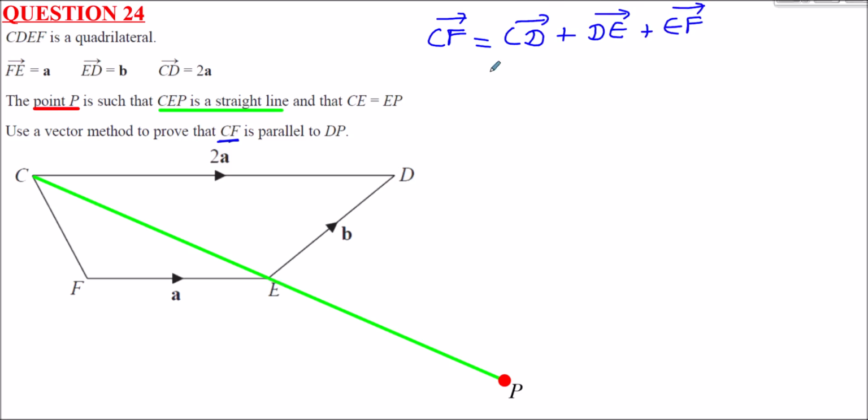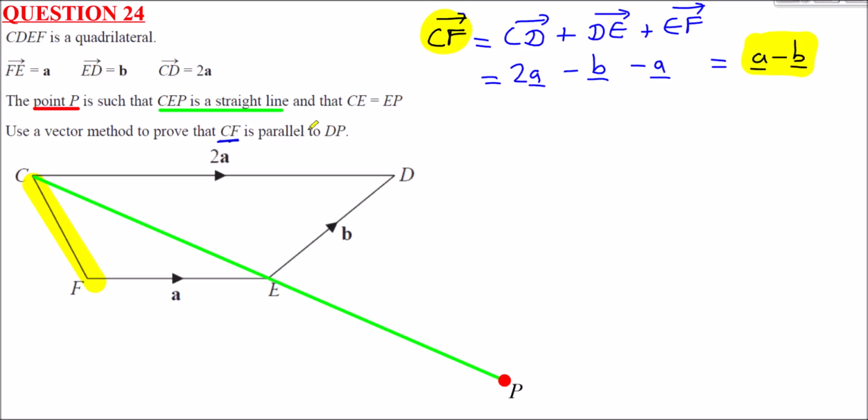So in terms of the vectors as they're labelled, C to D is 2A. From D to E is going to be opposite way to B. So rather than positive B, it'll be negative B, because it's going to be opposite way round. And from E to F is along this A vector, but the opposite direction. So rather than positive A, that's going to be minus A. Simplifying, 2A minus A is obviously just 1A and minus B. So we know that vector CF is therefore A minus B.